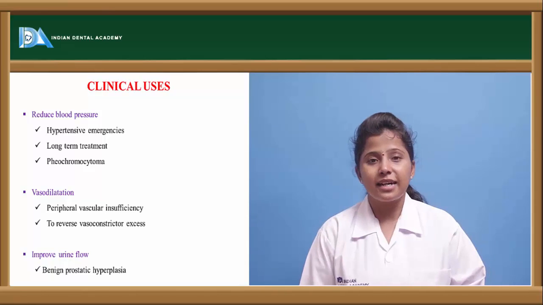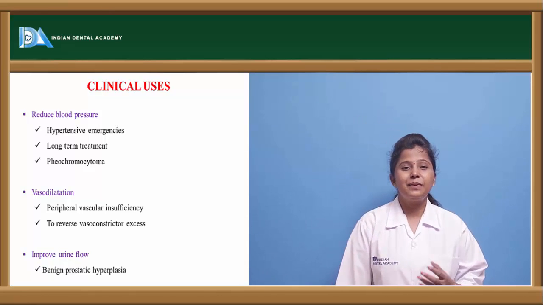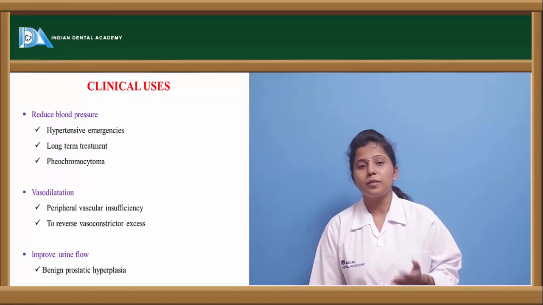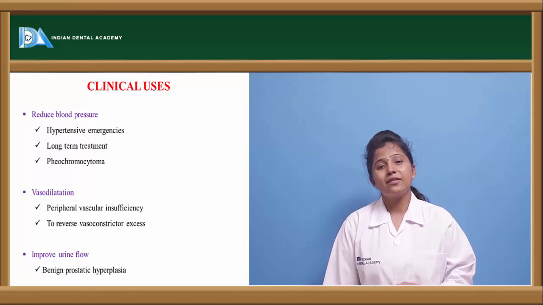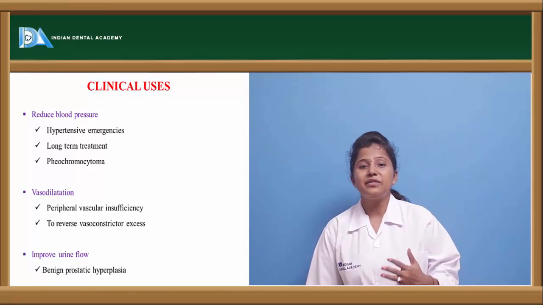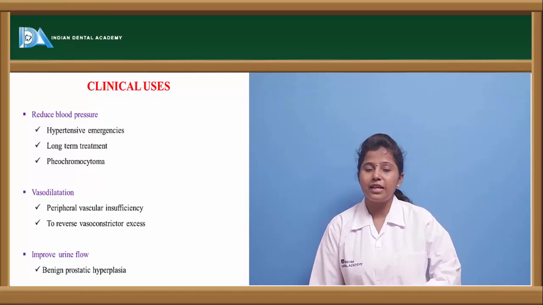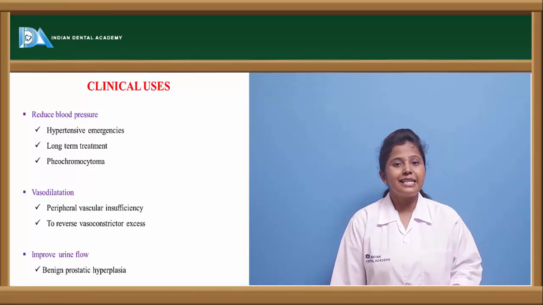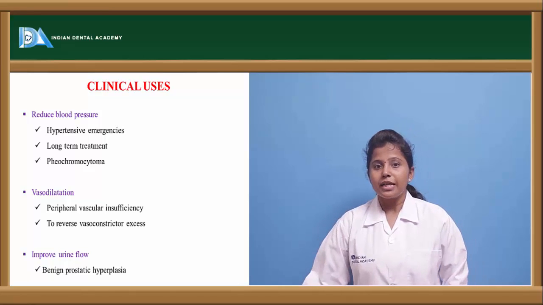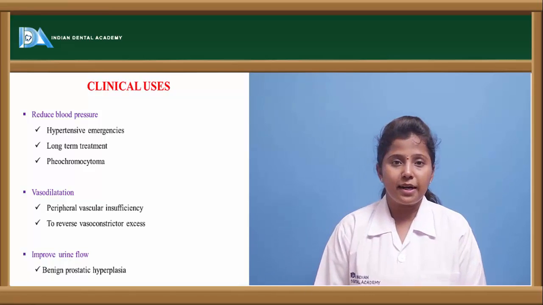This is a condition where there will be enlargement of the prostatic gland, where the person may feel difficulty in urination. He feels the need to urinate very frequently, which is very difficult, or we can say it is discomfort for the person itself. So in that condition also these alpha receptor antagonists are preferred.